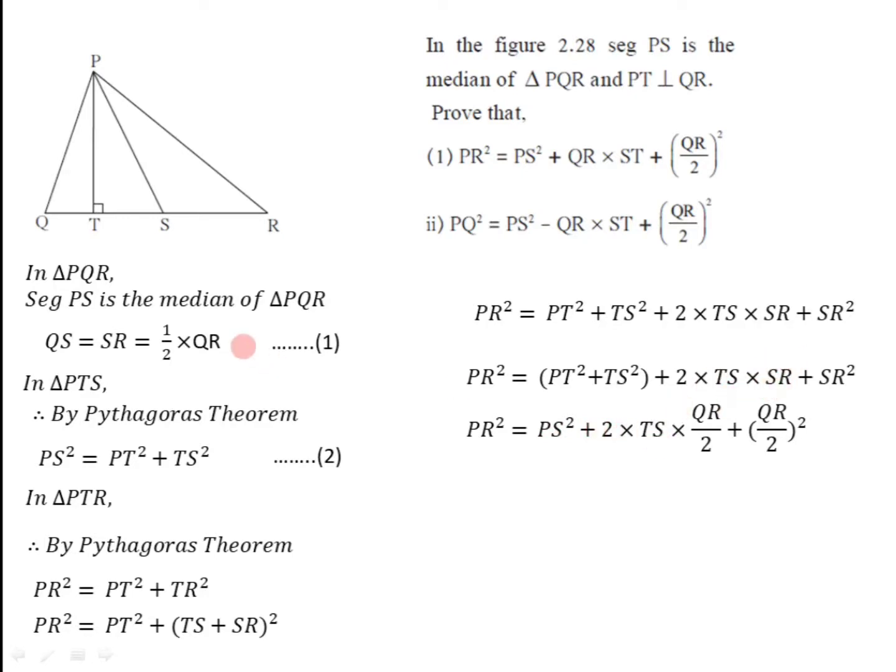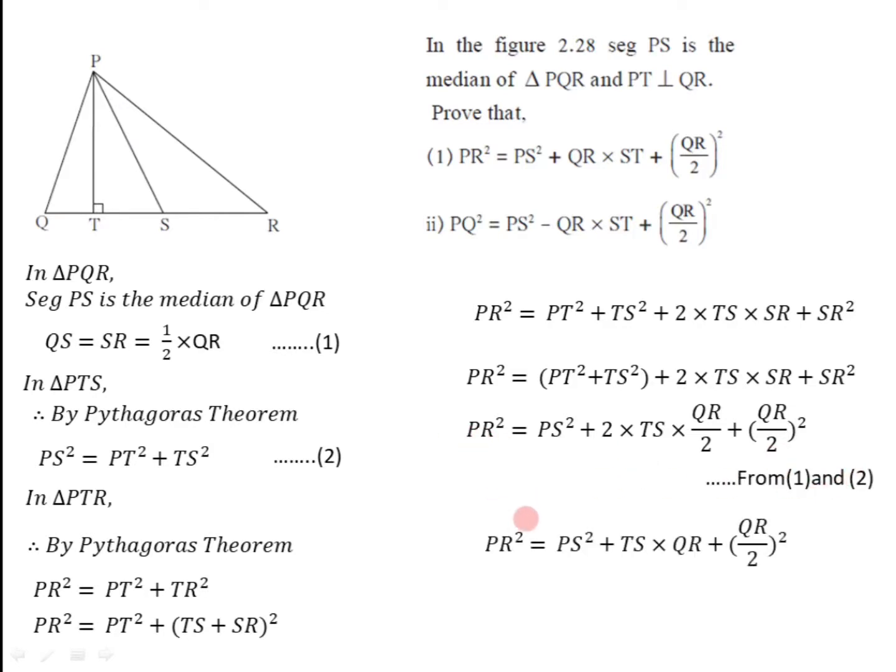Instead of SR, we can write here 1/2 QR, because in equation 1 we have proved that SR is equal to half of QR, that means QR divided by 2, plus in the last term also, instead of SR we can write (QR divided by 2) bracket square, and we have substituted this from equation 1 and 2.